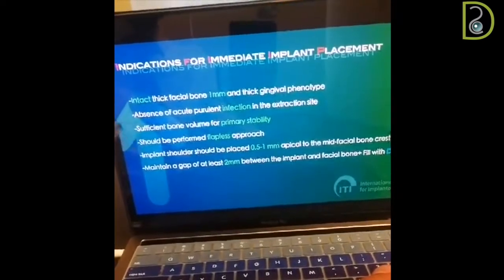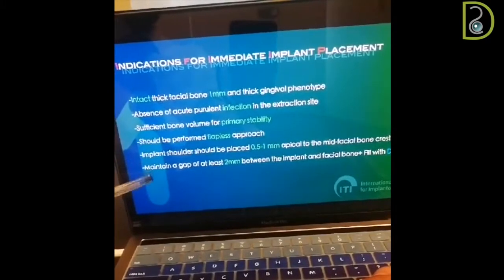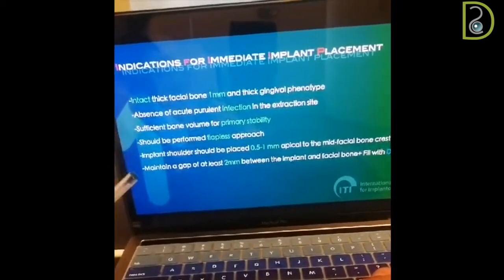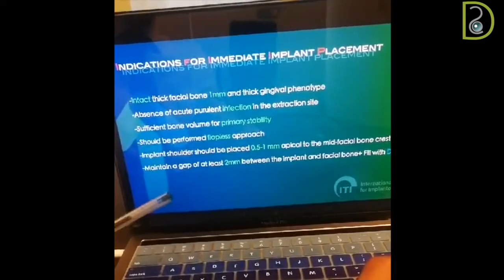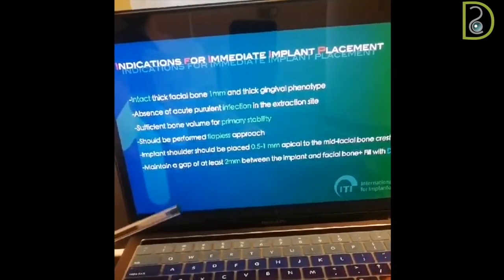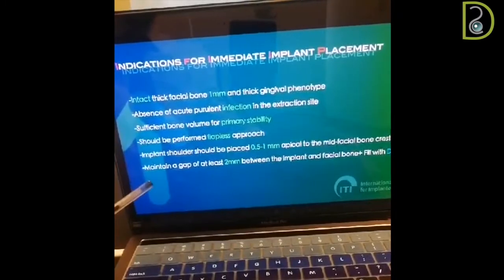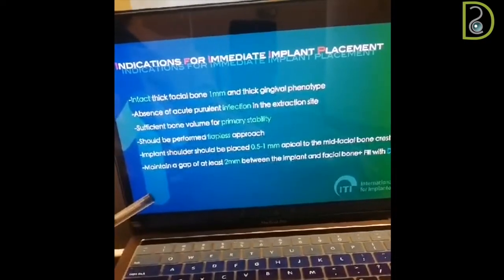Regarding the implant position, they mentioned that apicocoronally, the implant is supposed to be 0.5 to 1 millimeter apical to the buccal crest, just to compensate for the buccal plate remodeling and also to provide a better emergence profile for the final restoration. And finally, you need to maintain a gap of at least 2 millimeters between the implant and the facial bone, and this gap is preferably filled with a xenograft material.